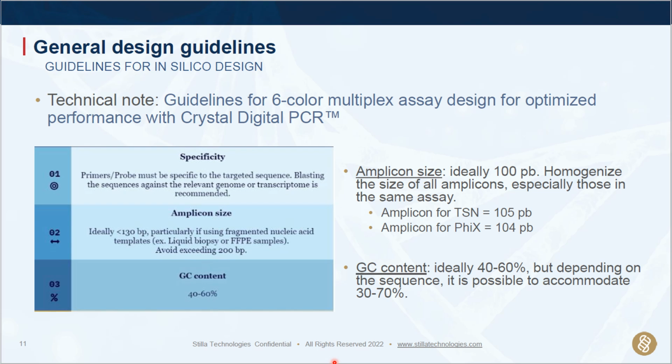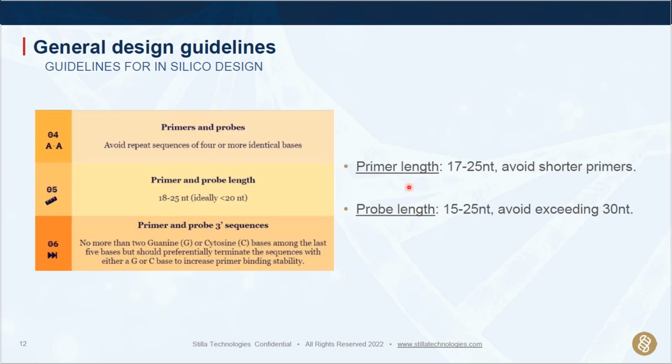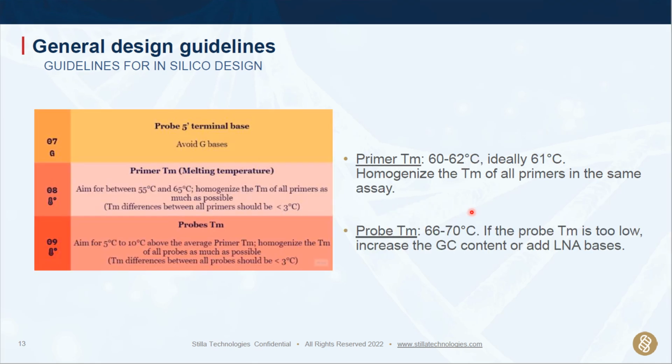Typically, we use the same exact guidelines or very similar guidelines that you would for qPCR. We're looking at an amplicon size of ideally between 100 to 120 base pairs, but ideally 100 would be best. A GC content of between 40 to 60%, but if you cannot accommodate 40 to 60%, of course, you can move the boundaries a bit to 30 to 70% as well. The length of your primers should be kept to about 17 to 25 nucleotides in length, and the probe between 15 to 25 nucleotides at most.